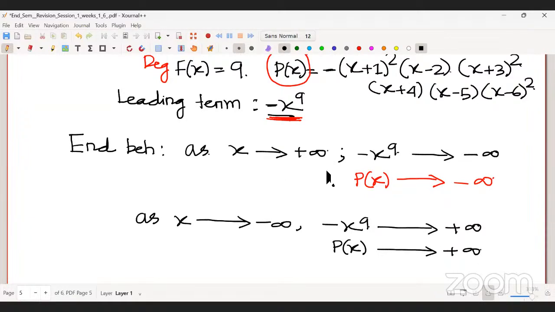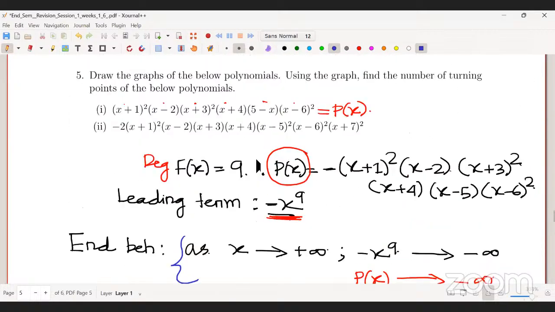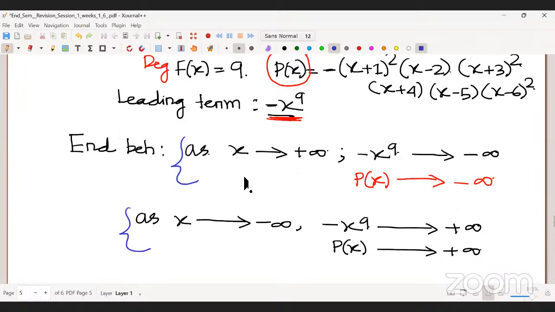So you need the end behavior of the polynomial on one side. If you know it on a single side, that is enough for you to draw the polynomial. In particular, either you need to know this thing, or you need to know this thing. If you know one of these two, then you can draw the polynomial. It doesn't matter which one you compute. The next thing is you need to find the roots of the polynomial.